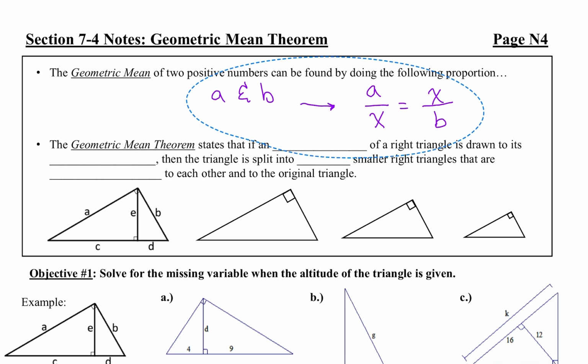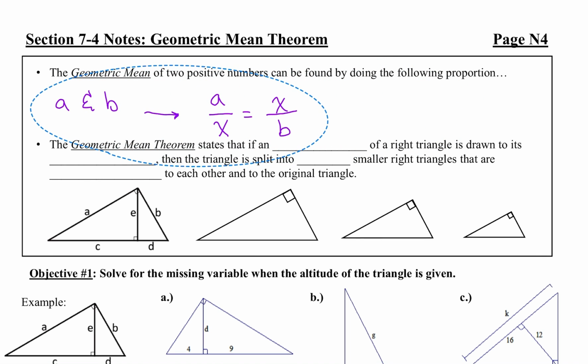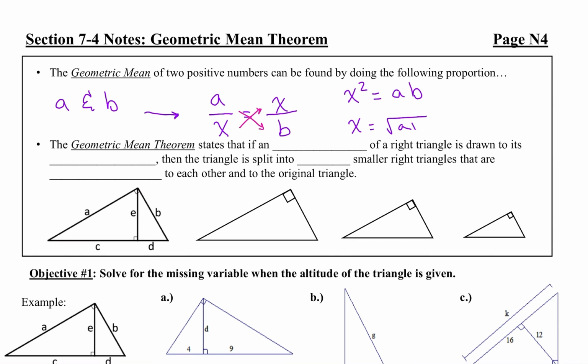In other words, what that is going to mean to us, let me move this over. I don't know why I put it right there in the middle. What this is going to mean is when I cross multiply x times x and a times b, we end up getting x times x is x squared, and a times b is ab. And when I simplify this a little bit, we could square root both sides, and we end up with the square root of ab.